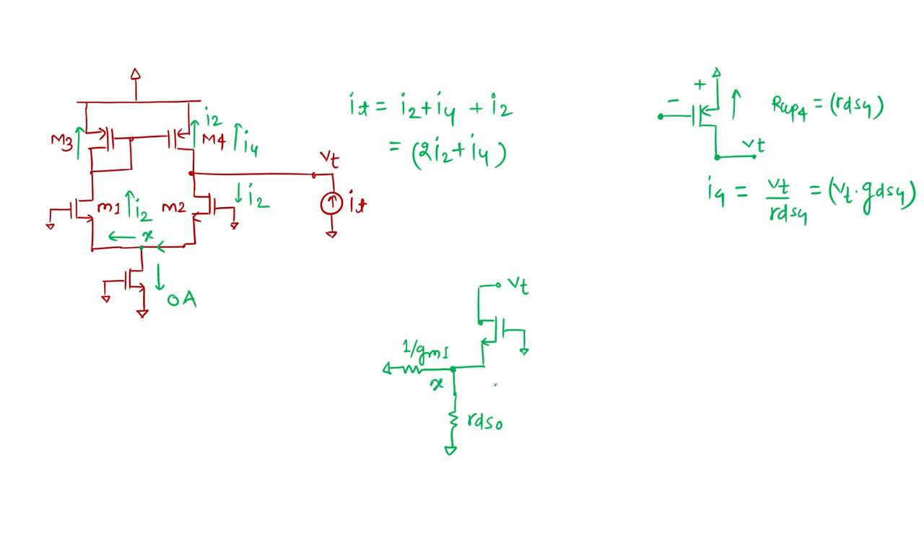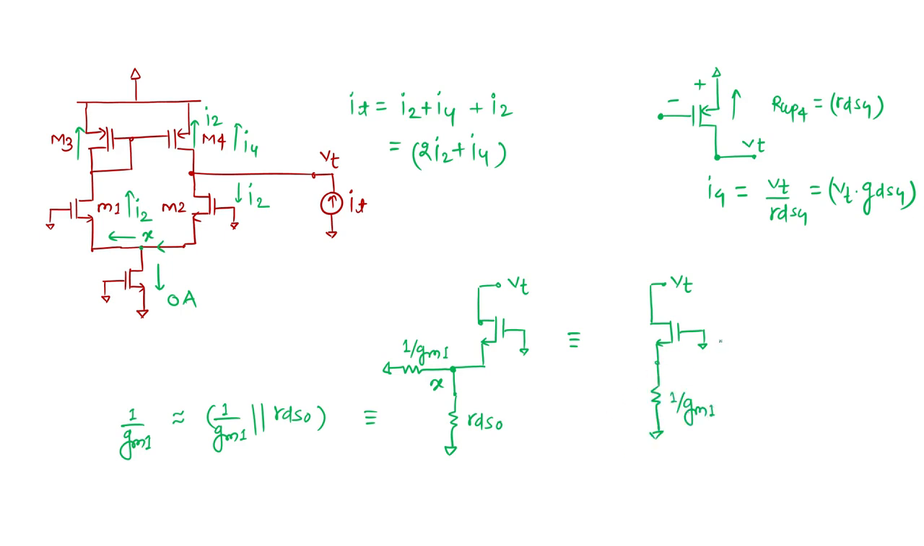So at this node, which I call X, I have two impedances. Effectively, I will see this transistor M2 like this, and this is my VT. Overall, what is the effective impedance as a source? That effective impedance at the source of M2 is 1 upon GM1 parallel to RDS naught. It should be nearly 1 upon GM1, which is smaller. So the effective impedance is 1 upon GM1.